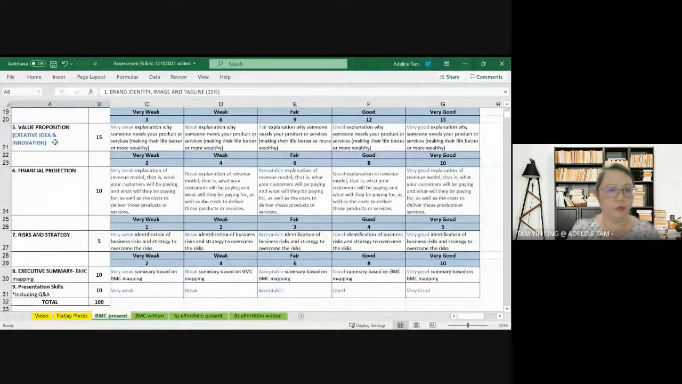Then next, value proposition. This is one of the very important ones, 15%. What is the value that you try to share or show through the presentation? Number 6, financial projection. Do you think that this will create a good return, or profit, to the customers? And then risk and strategy. So in simple terms, we have 100%, so one more, executive summary. So you show the BMC mapping, so all together 100%.